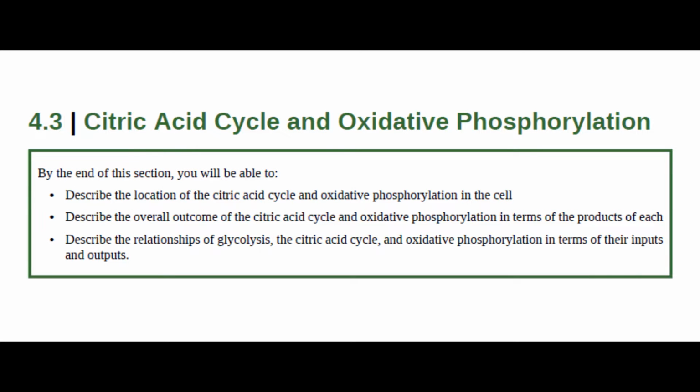By the end of this video, you will be able to describe the location of the citric acid cycle and oxidative phosphorylation in the cell. Describe the overall outcome of the citric acid cycle and oxidative phosphorylation in terms of the products of each, and describe the relationships of glycolysis, the citric acid cycle, and oxidative phosphorylation in terms of their inputs and outputs.